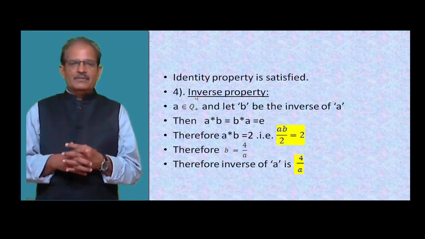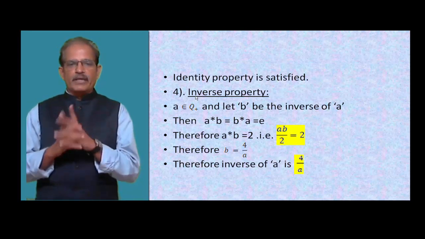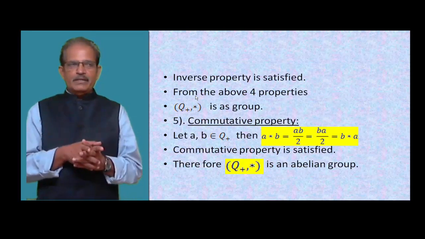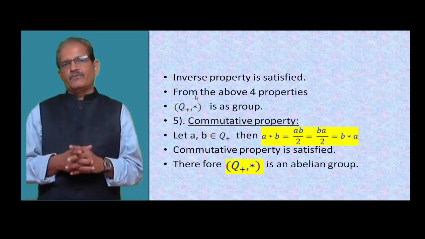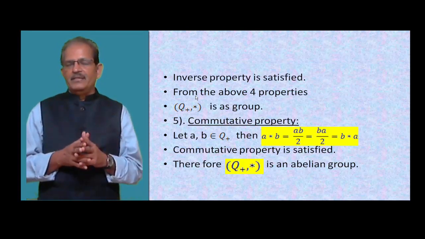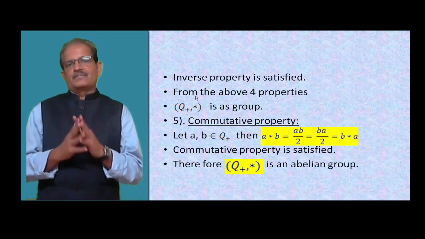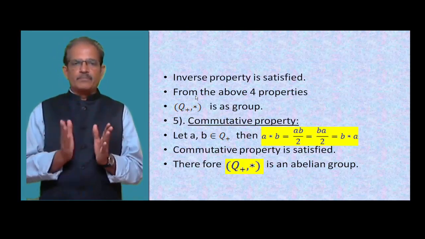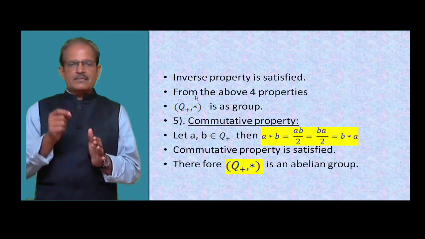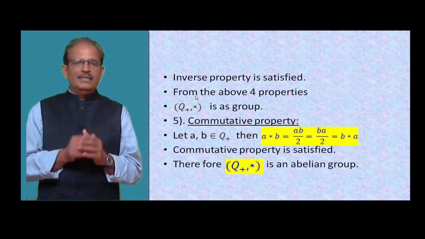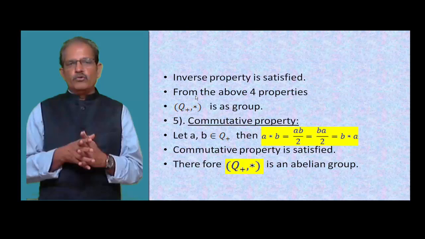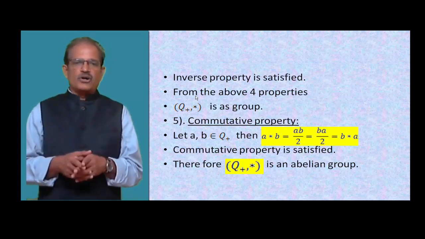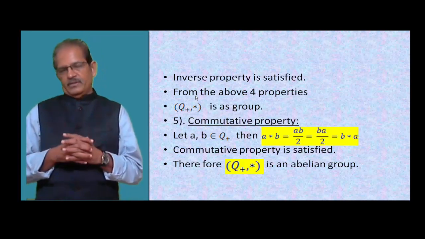So that means the inverse of A is 4 by A. So the inverse exists. For if A is the element, 4 by A is the inverse. Therefore, the inverse property is satisfied. So every element has an inverse. From the above 4 properties, finally we obtained that Q plus star is a group. So finally we proved the set of positive rational numbers with binary operation star is a group.